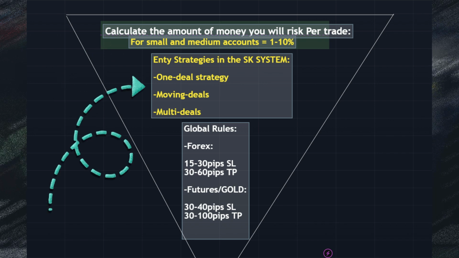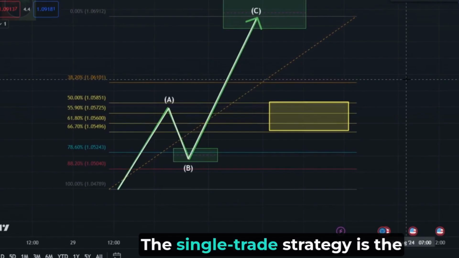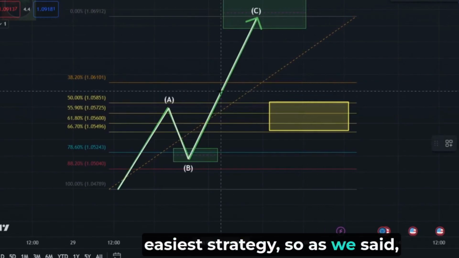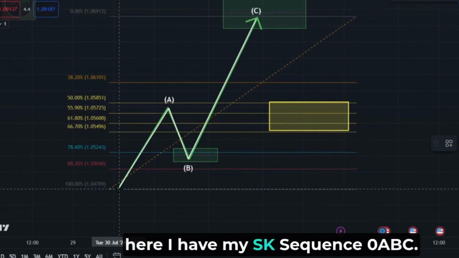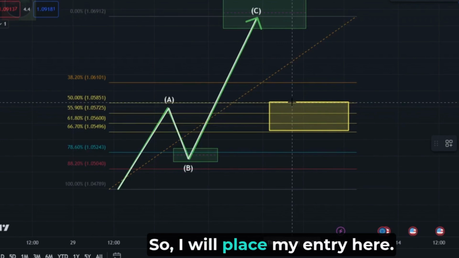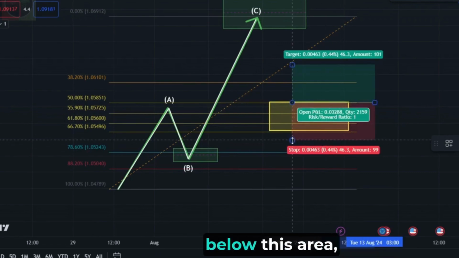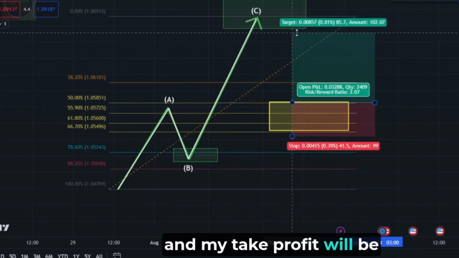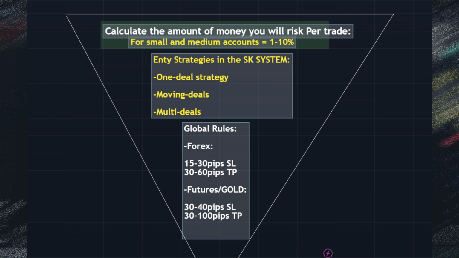Okay, I have my first entry strategy, which is a one trade strategy. How? The single trade strategy is the easiest strategy. So as we said here, I have my SK sequence 0ABC. Then we said that it is the BC area. So I will place my entry here. The stop loss will be just below this area and my take profit will be at the C point range. This is just an example.